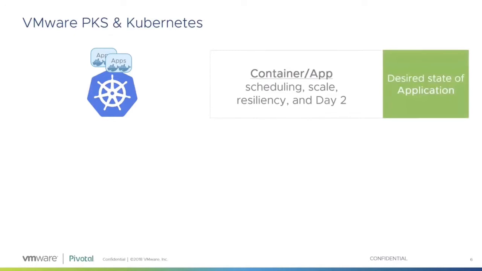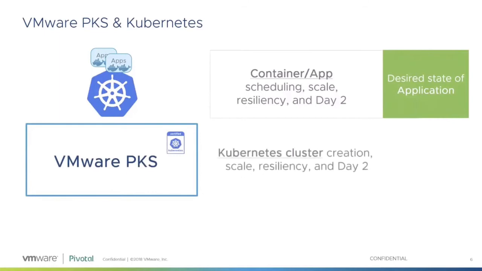So you can think of Kubernetes as being responsible for the desired state of that application. But what about Kubernetes itself? What provides the functionality to deploy Kubernetes and make sure Kubernetes can be upgraded and so forth? That is exactly where VMware PKS comes into play. It is responsible for Kubernetes cluster creation, the scale of Kubernetes clusters, the resiliency of Kubernetes clusters, and just think of all the day two that's associated with managing those clusters over time.